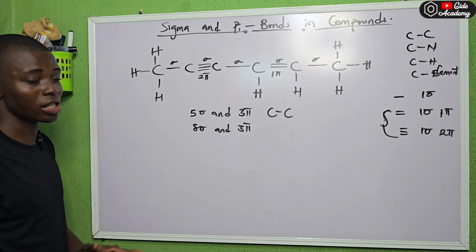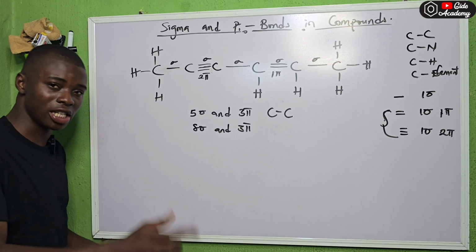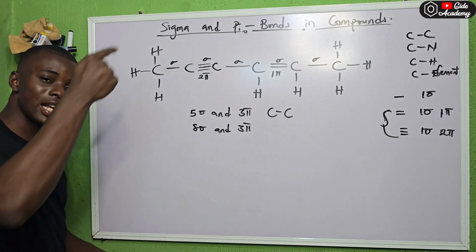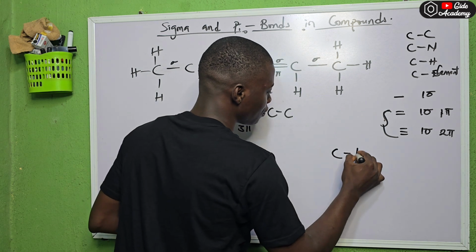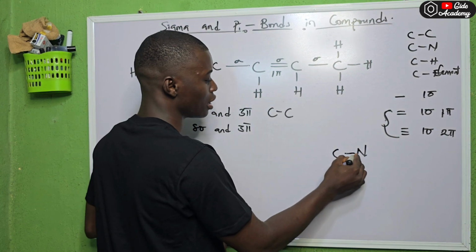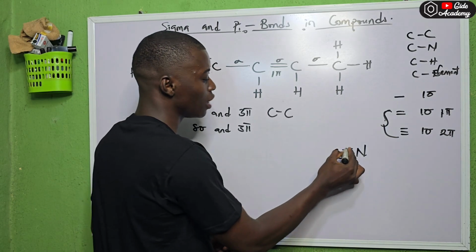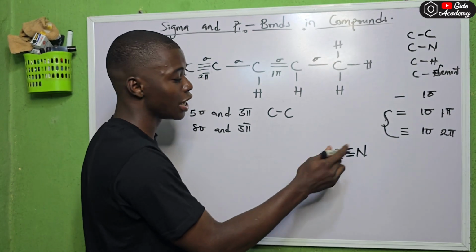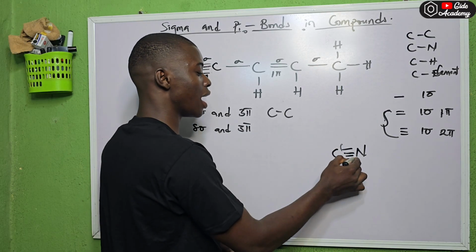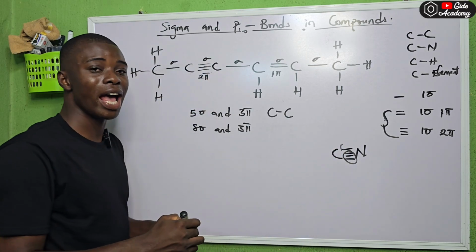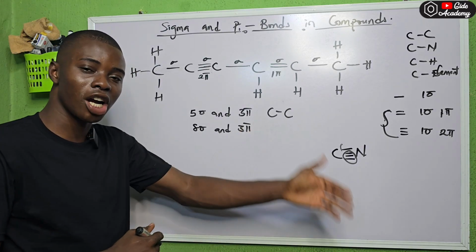But there's something I will always tell my students. Every bond is sigma. The secondary bond or the next bond will be pi. So if I have something like this, the bond is sigma. If I have something like this, one of them is sigma and the other one is pi. If I have something like this, one of them is sigma, while the other two are pi. Let's assume there is something like this. That means one of them is sigma and these three will be pi. So for every bond you see, the first must be a sigma bond, while the secondary or tertiary bond will be a pi bond.